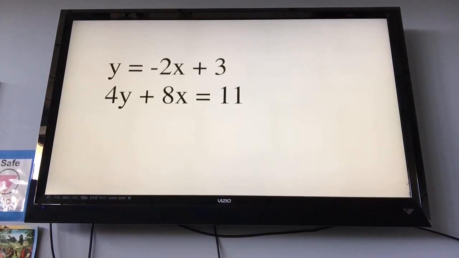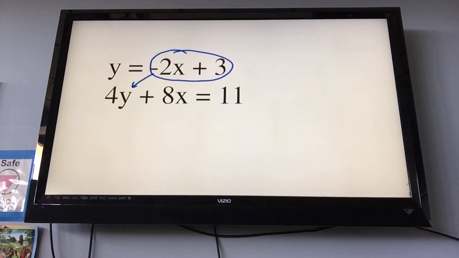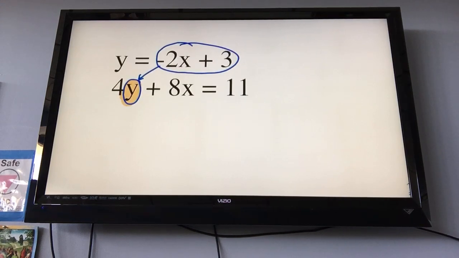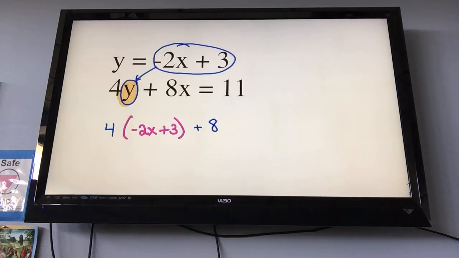It's done already. It's ready to go. If it says y equals already, I don't have to make one of them say y or x equals. I'm ready to substitute this in. So I'm gonna have 4. Y is gonna come out. -2x plus 3 is gonna go in. Everything else is going to stay the same.